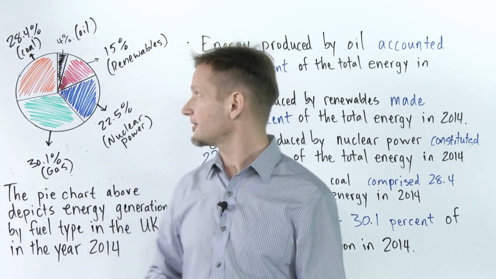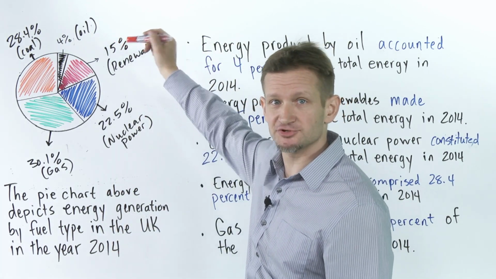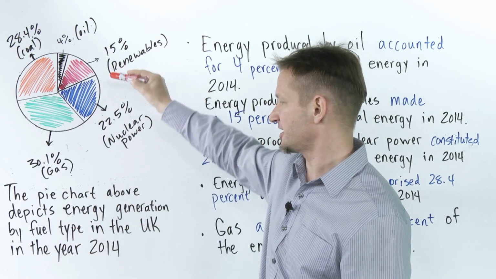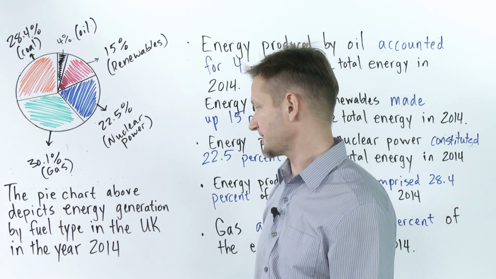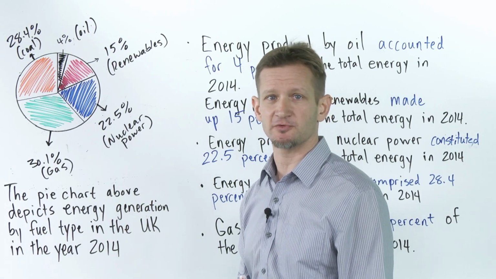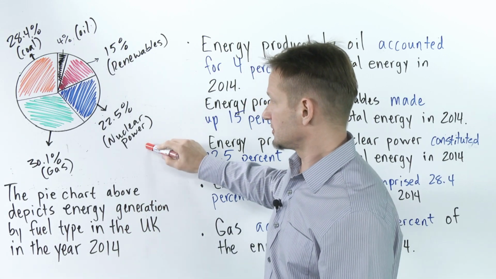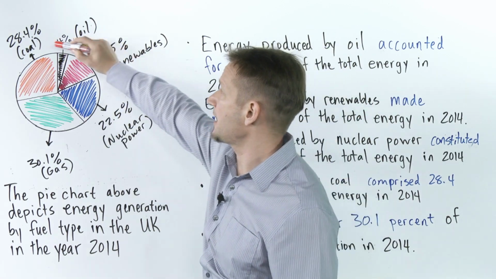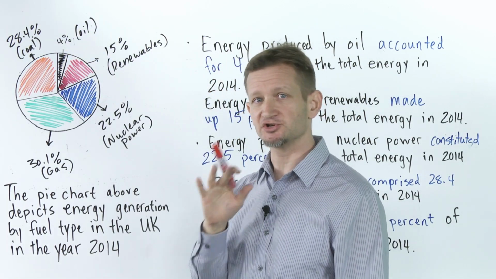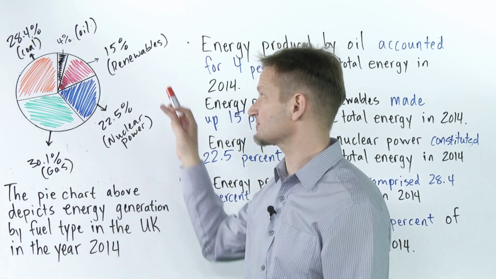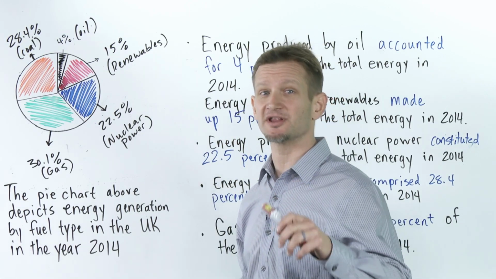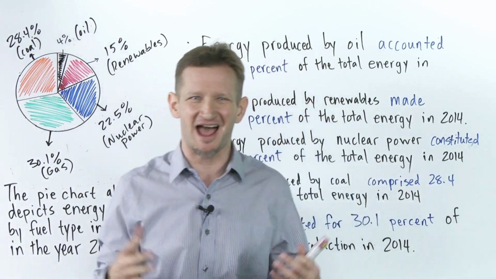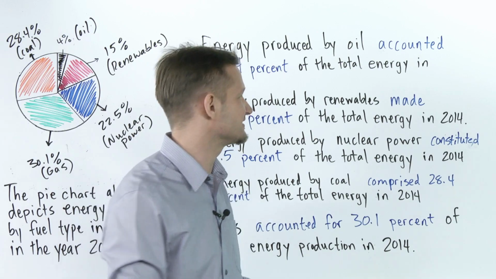Okay, let's talk about it. Here we've got an example chart. As you can see, this pie chart depicts the energy generation by fuel type in the UK in the year 2014: nuclear power, gas, renewables, oil, and coal. I'm going to show you some patterns that you can use to describe that. But before I do, I want to tell you something that applies to all of them, and it's about how you write percent.